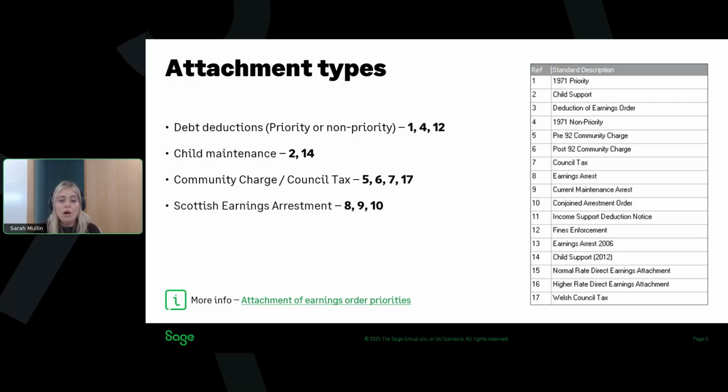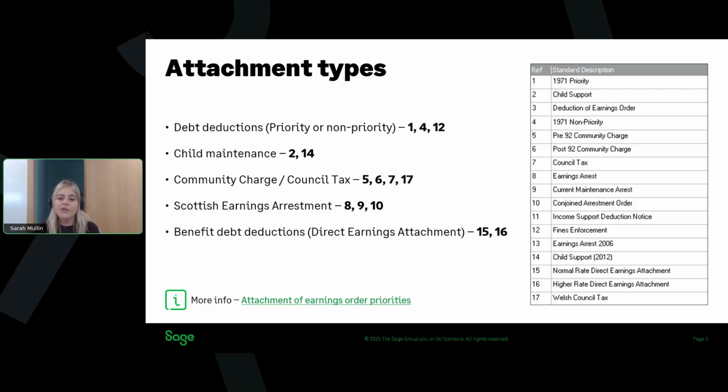Next, you have your Scottish earnings arrestments. So they're going to fall into references 8, 9, and 10. And then finally, you've got some more recent attachment types. So benefit debt deductions, or more commonly known as direct earnings attachments. These are references 15 and 16. So you've got a normal rate DEA and a higher rate DEA. DEA just means direct earnings attachment. So you might hear me reference that a couple of times during the webinar.